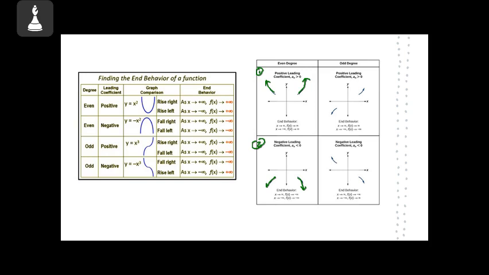Odd degrees, so 3, 5, 7, those go in opposite directions. So you can see here a positive is going to be in generally this form of a shape. So here's the third one. It's going to go down in this way, and it's going to end going up. If I have a negative in front, it's going to flip-flop it. So it's going to go up on this side and down on that side. This works for every single odd and even powered polynomial, given it's positive or negative.